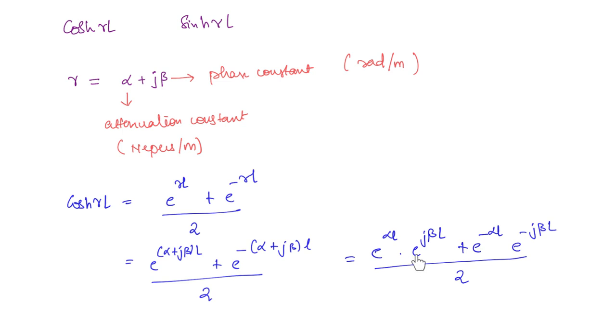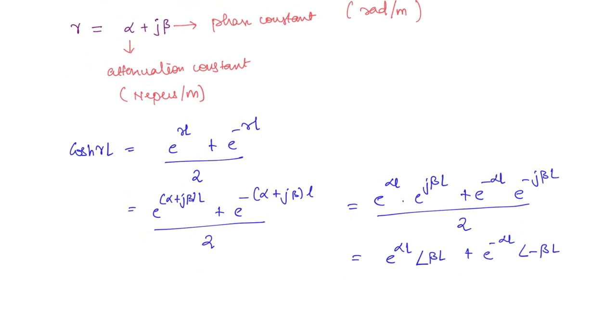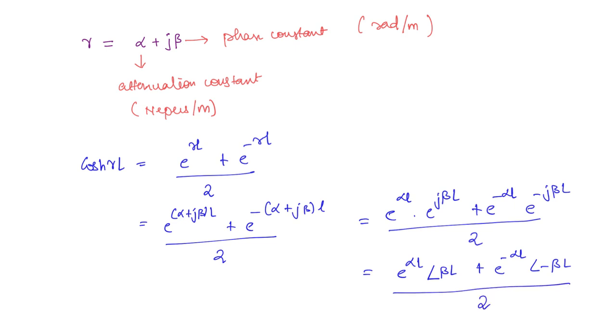Now this is a phasor. E to the power j of something will be a phasor of what? Unit magnitude. And what will be the phase? Phase will be this variable here. So here you can write this as e to the power alpha L angle beta L, similarly e to the power minus alpha L angle minus beta L, divided by 2. This is the cosh gamma L.